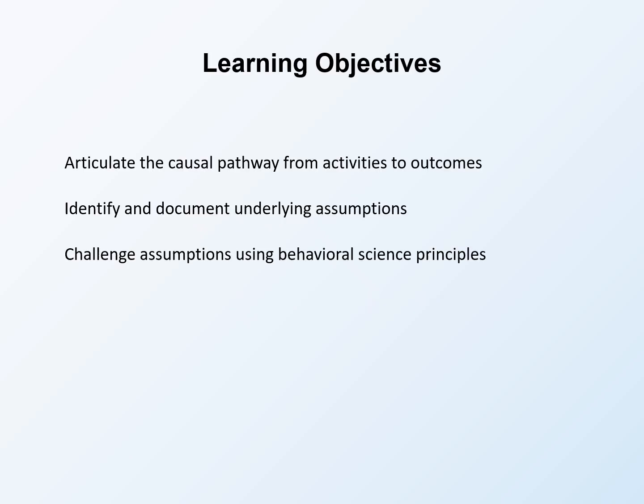By the end of this lesson, you'll accomplish 3 objectives. First, articulate the causal pathway from activities to outcomes. This means tracing the chain of cause and effect that connects what you do to what you want to achieve. Second, identify and document underlying assumptions. Every causal claim rests on assumptions. Making them explicit allows scrutiny.